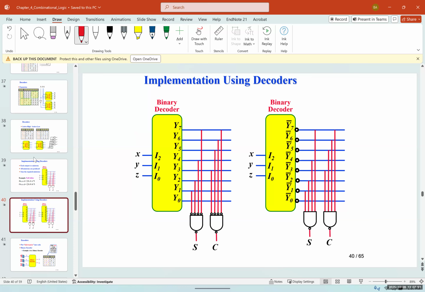Now, we can do the same thing using an active low decoder. So on the right, you can see an active low decoder, and on the left, you can see an active high decoder, for example. And again, create the full adder using a 3x8 decoder.